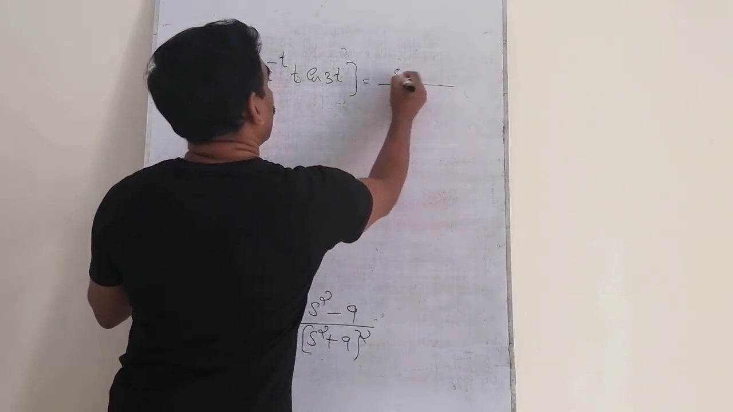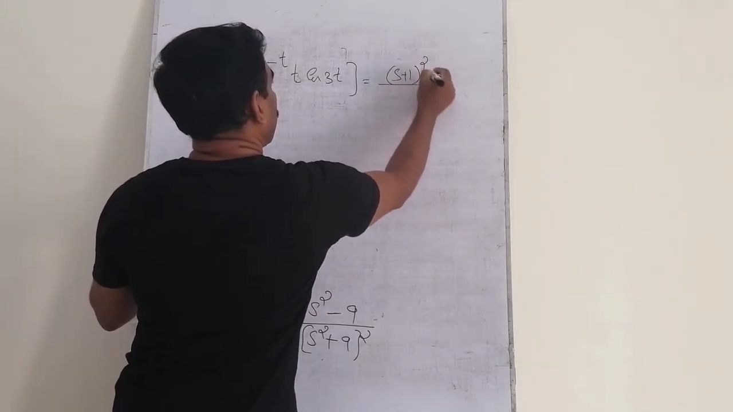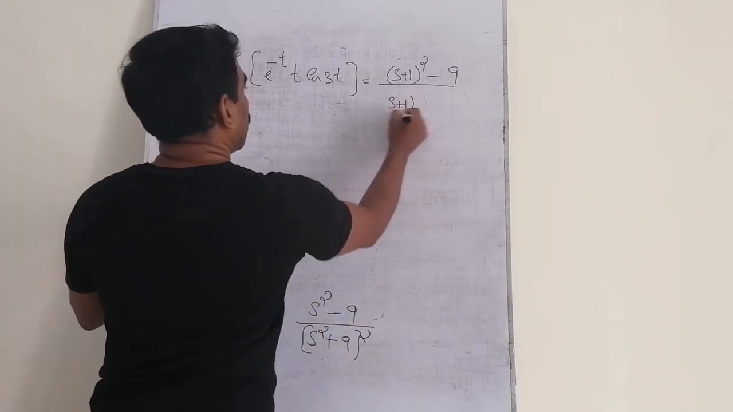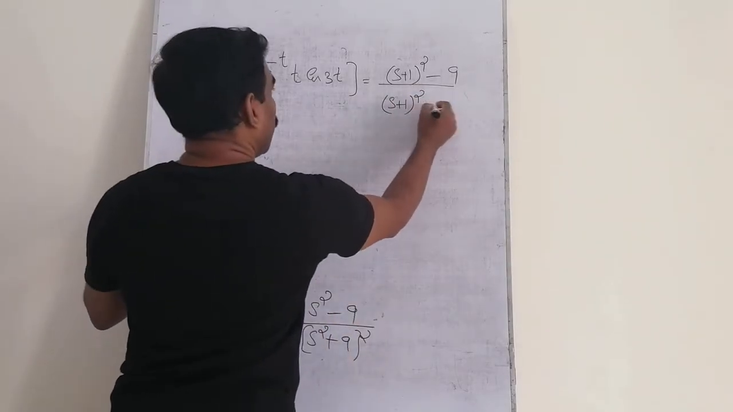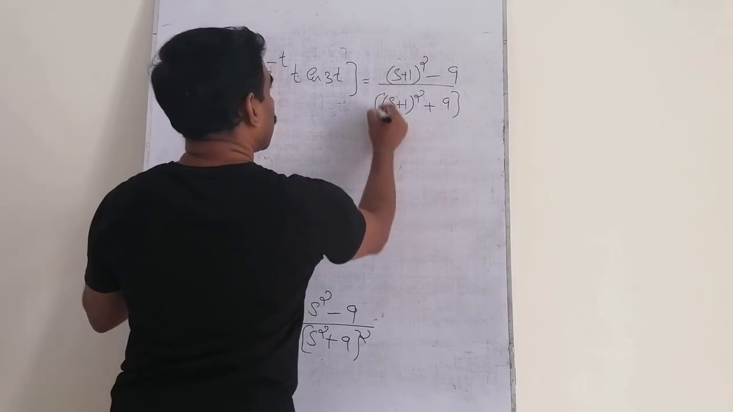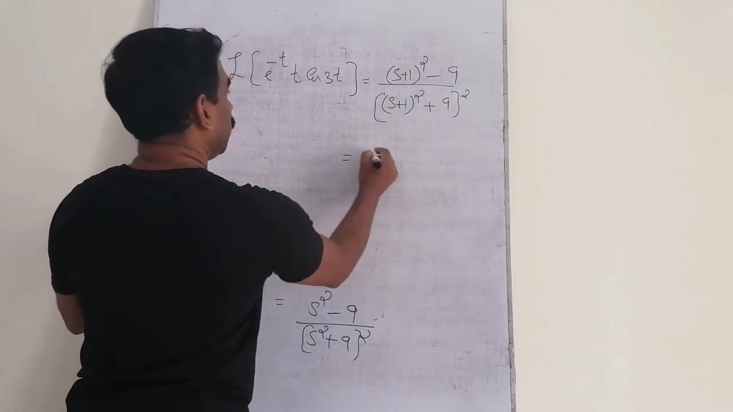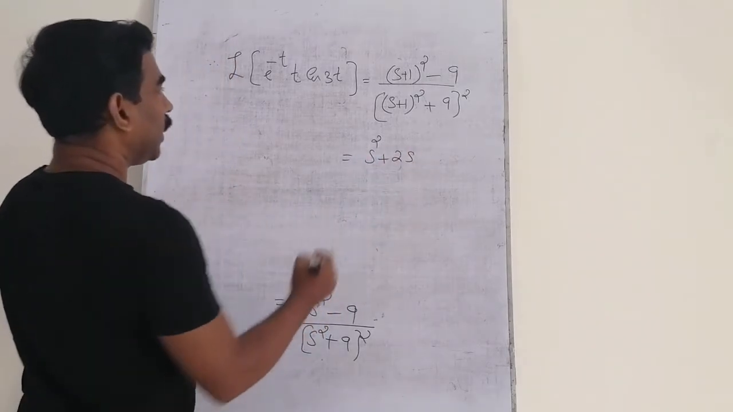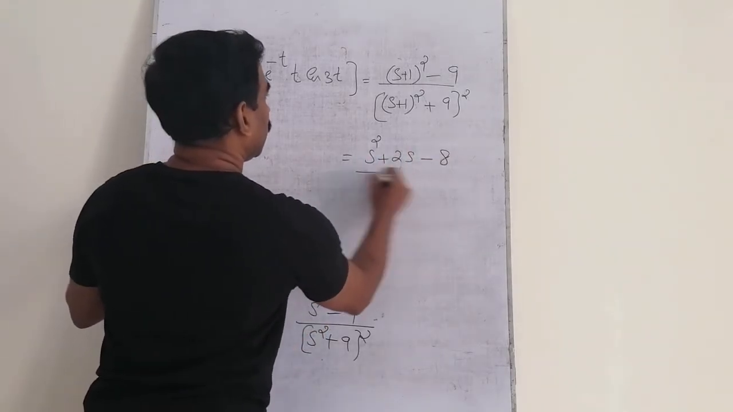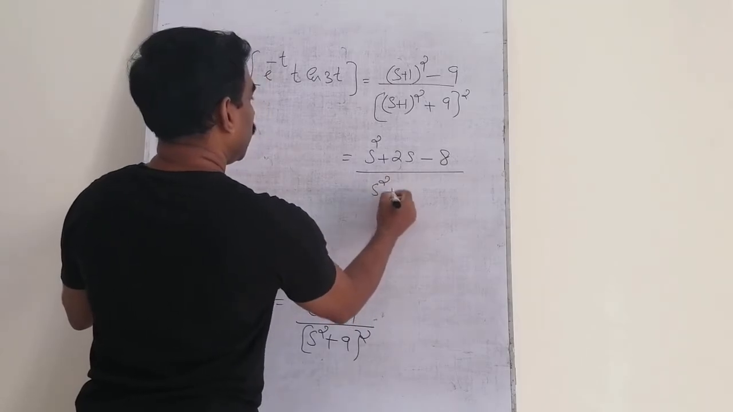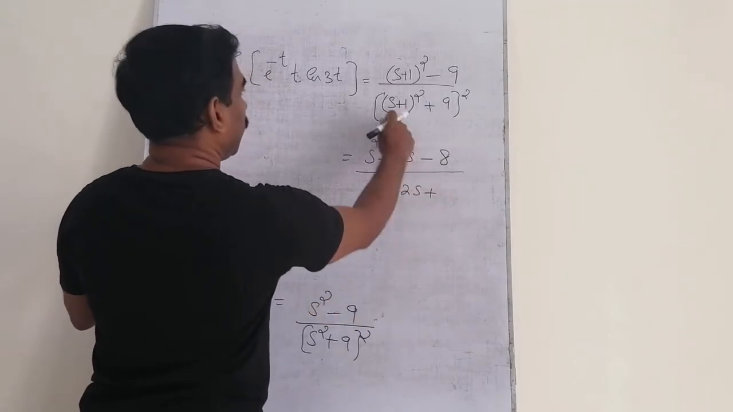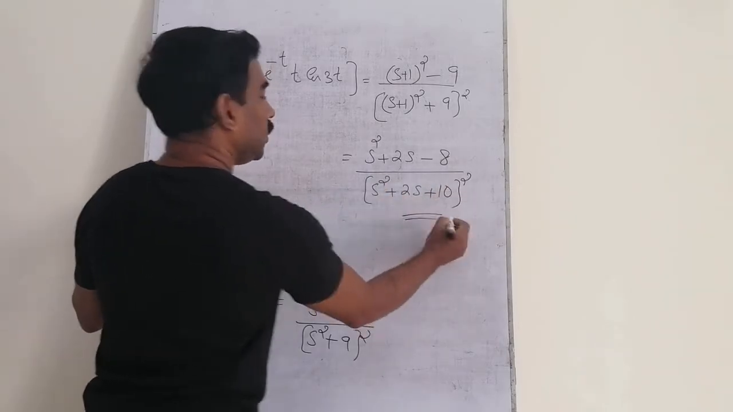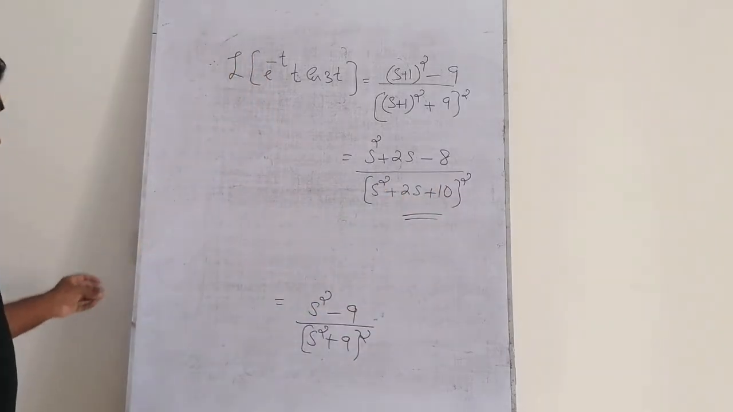So this will be ((s plus 1) the whole square minus 9) divided by ((s plus 1) the whole square plus 9) the whole square. So that is equal to (s square plus 2s plus 1 minus 9, that is minus 8) divided by (s square plus 2s plus 1 plus 9, that is 10) the whole square. So this is the required transform.